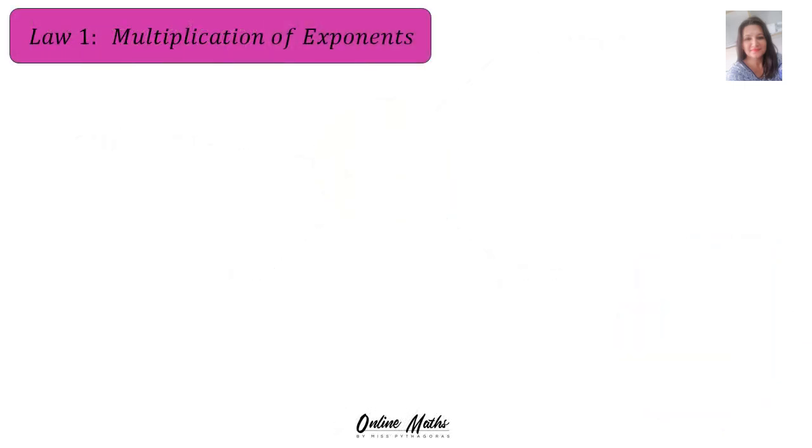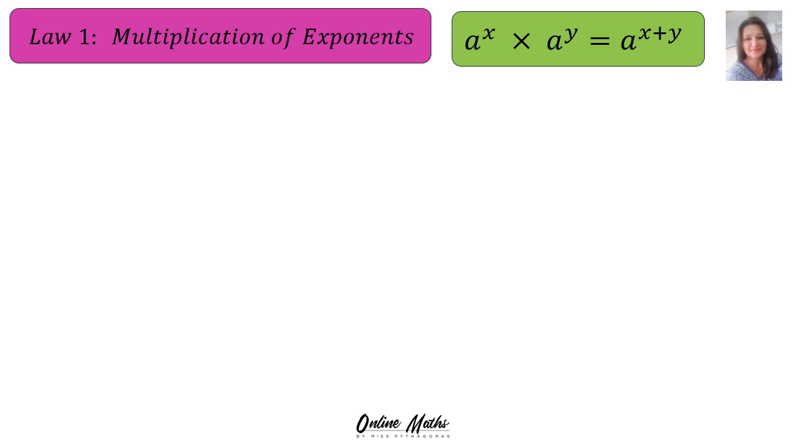We will start with law 1 that deals with the multiplication of exponents. Now the law says when the bases are the same and we multiply, we add exponents. Simplify the following. Let's do a few examples.